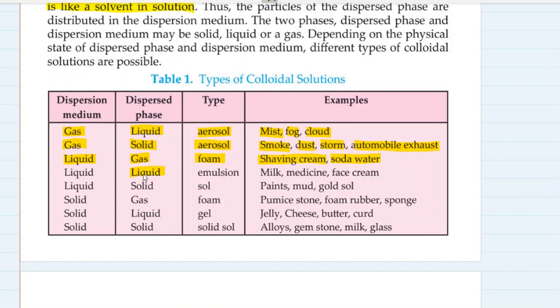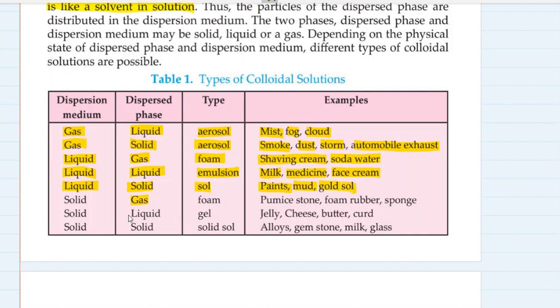When dispersed phase and dispersion medium both are liquids, the type of colloidal solution is known as emulsion. Milk, medicine, face cream, these are all emulsions. When solid is dispersed in liquid dispersion medium, it is known as sol. For example, paints, mud, gold sol.